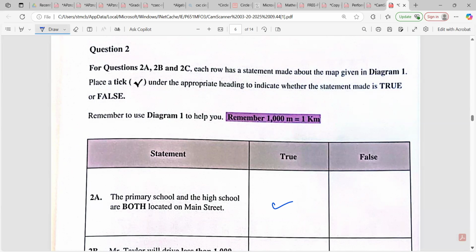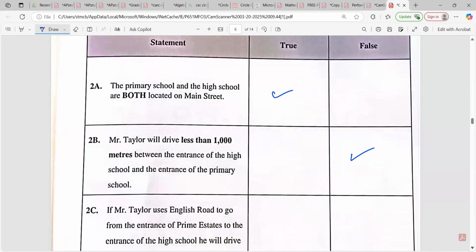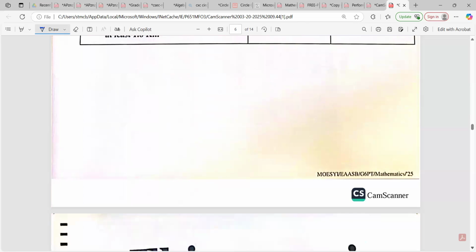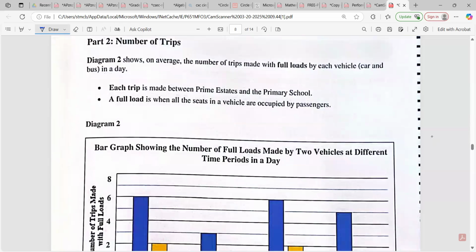Mr. Taylor will drive less than 10,000 meters. That was false. And this one says Mr. Taylor uses English Road and the entrance from Primary School to the entrance. That was true. So we don't really want to go over them again. Check out the next video, guys.